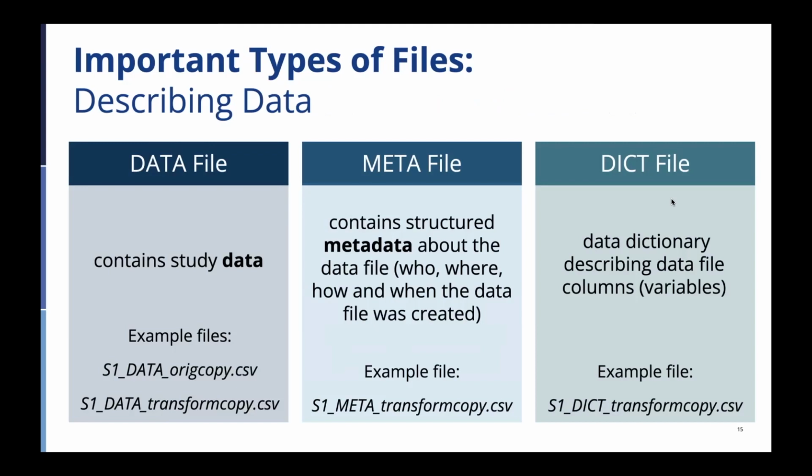Each data file is accompanied by two other files, a meta file and a dict file. So each file is identified through the meta and dict suffix segments, as you can see here. The meta file contains structured metadata about the data file, things like who, where, how, and when the data file was created. The dict file is a data dictionary file that provides precise descriptions about the columns in a data file, things like the name, the data type, and permissible values for the columns, for example.